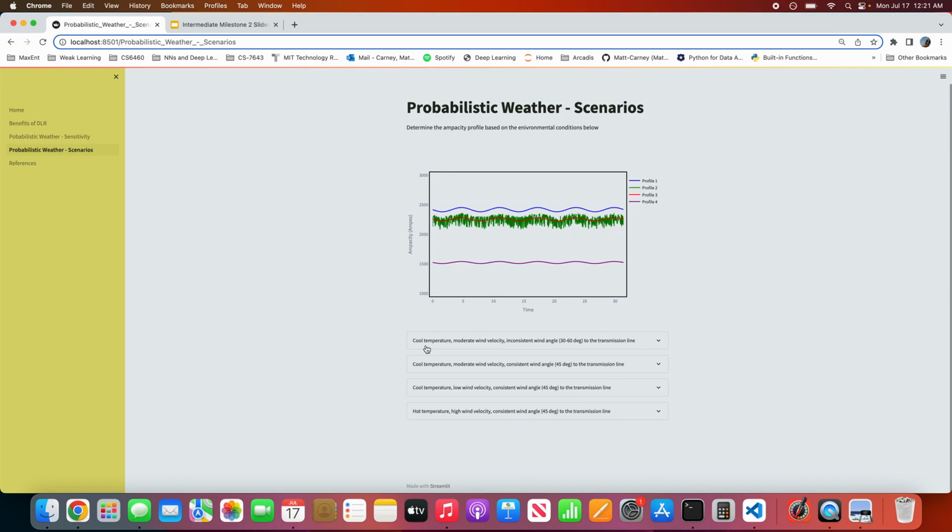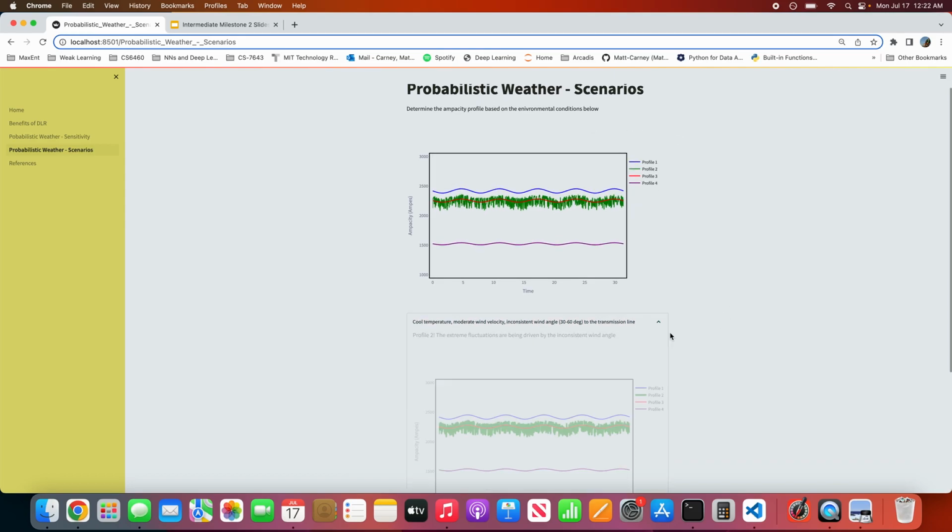Essentially, when you have a wind angle that varies a lot, that also impacts the ampacity a lot. If you have a wind angle that's perpendicular to the line, lots of cooling, but as it gets closer to 0, where the wind is running parallel to the line, it doesn't have as much of an effect. The key here is that if they look through these 4 options, they should see that this one is the inconsistent wind angle, and then they would be able to identify which is profile 2.